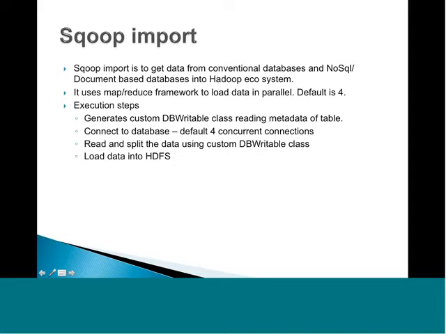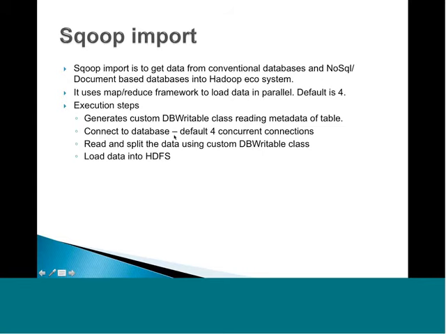Sqoop import is to get data from conventional databases as well as NoSQL or document-based databases into the Hadoop ecosystem. When we say Hadoop ecosystem, it could be an HBase table, it could be a Hive table, or it could be a plain HDFS directory. It uses the MapReduce framework to load data in parallel, and the default is 4. So it tries to use 4 threads in parallel to copy the data from the source to your target. And first it will generate a custom DB writable class reading metadata of the table.